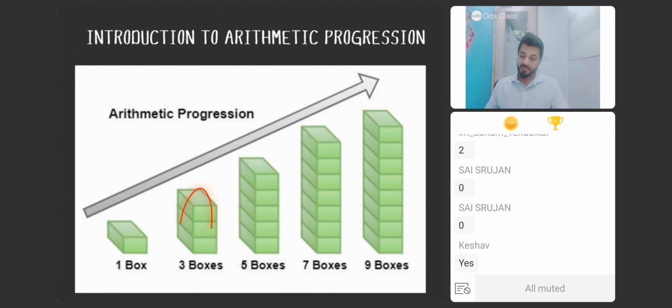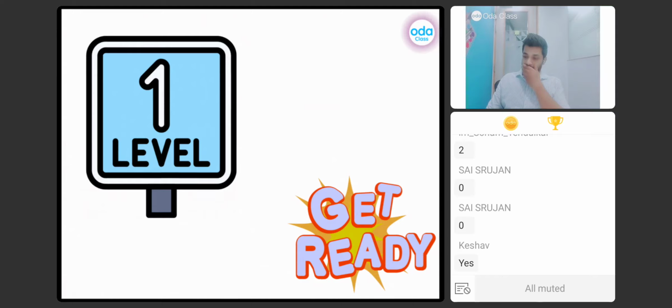It's like one box, three boxes, five boxes, seven boxes, nine boxes. So again, there is a list of numbers and there is a logic, a particular logic which is applied, right? So two boxes are increasing every time. So you can think of what the further numbers will be, right? All right. Now let's start with level one.